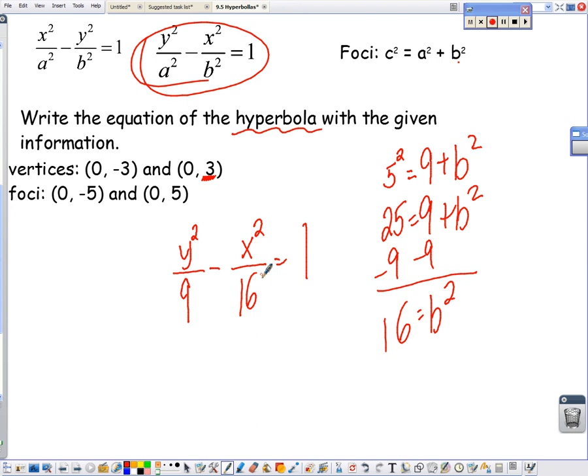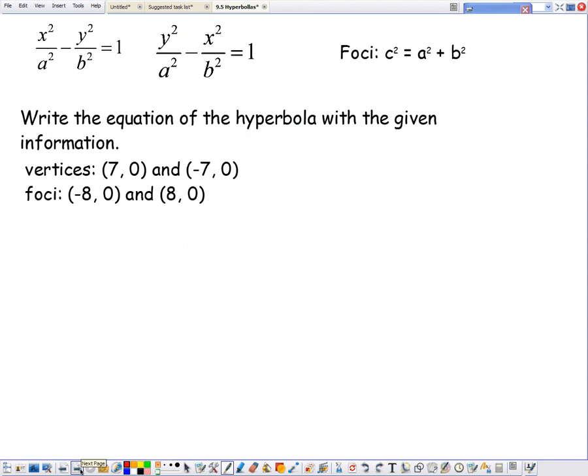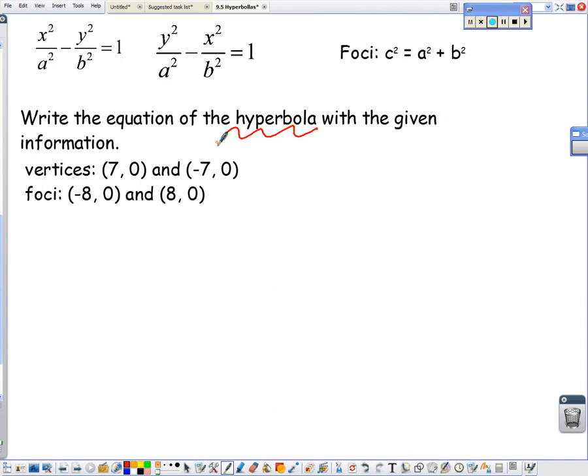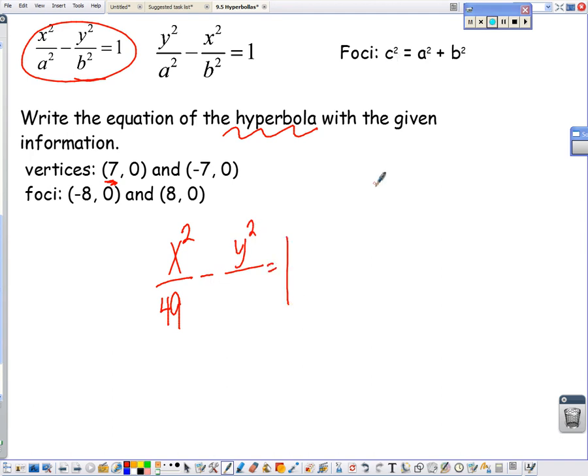Okay? So looking at the last example that we come to, the first thing you've got to decide is, yep, it's a hyperbola, so I need the one with the minus. My vertices are in the x spot, so then I need this equation. So I got x squared, remember 7 squared is 49, minus, and I just got to figure out what goes underneath the y squared. So my c is 8, a is 7, plus b squared.